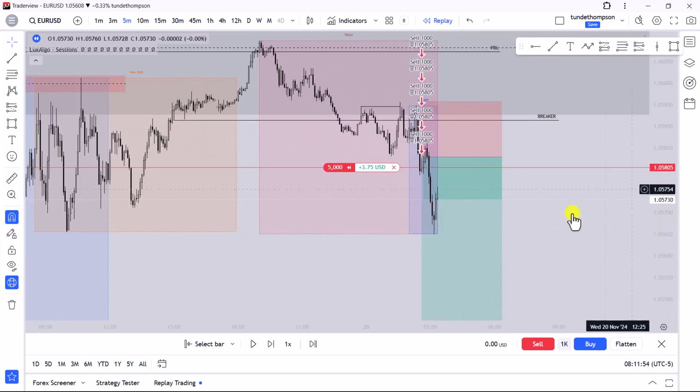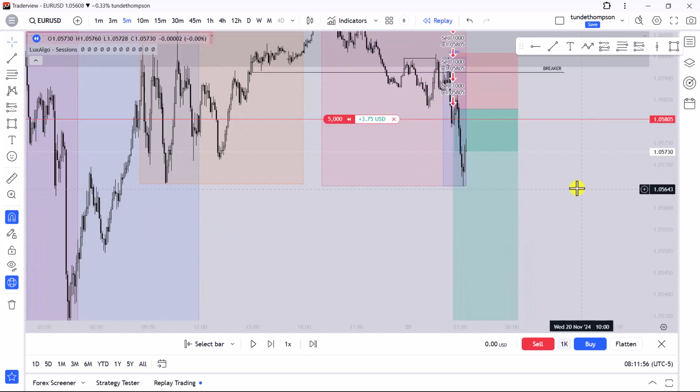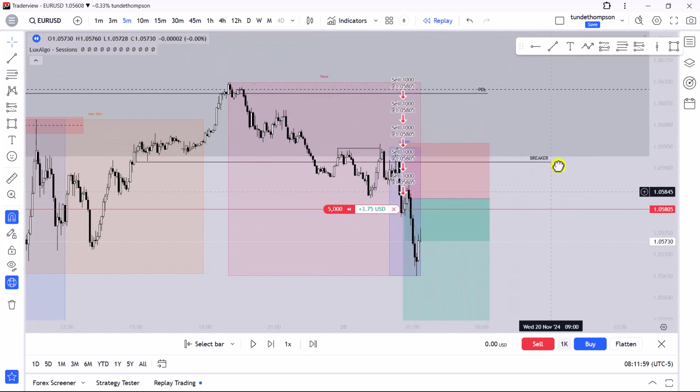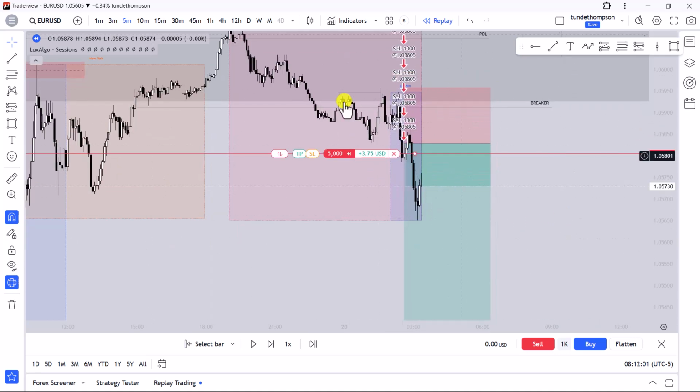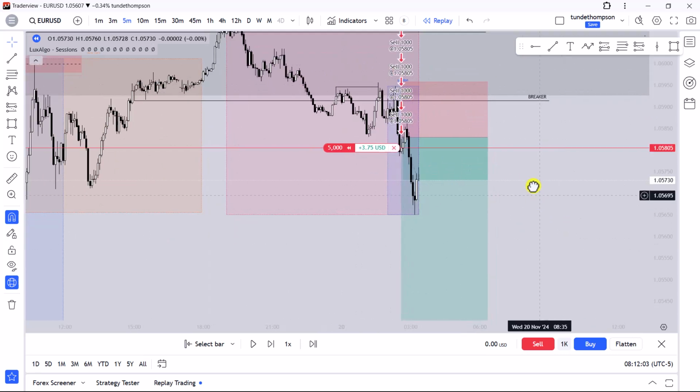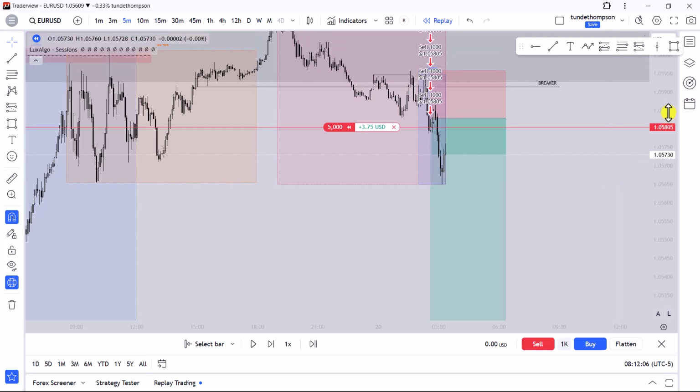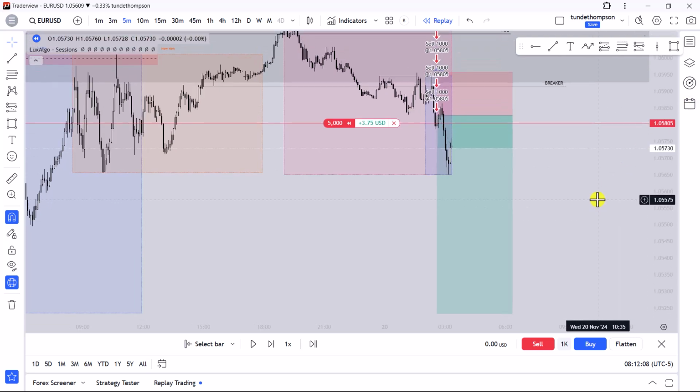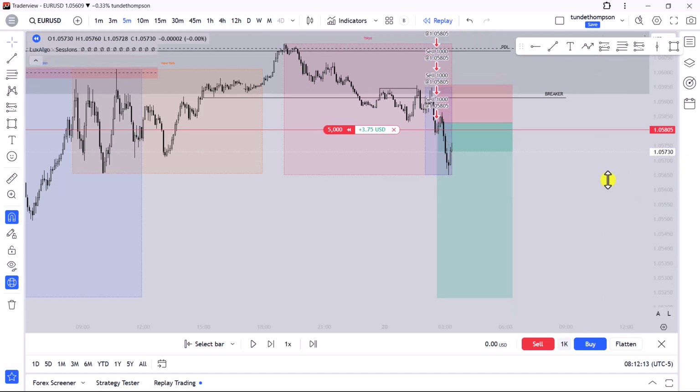Look at Tokyo. Tokyo has taken out the previous day high. So after taking out the previous day high and respecting the breaker, London can come in and sweep a little bit of liquidity. Then you don't have to wait for London to do any major damage than what it has done. Okay, so you might not actually wait for a full TP.